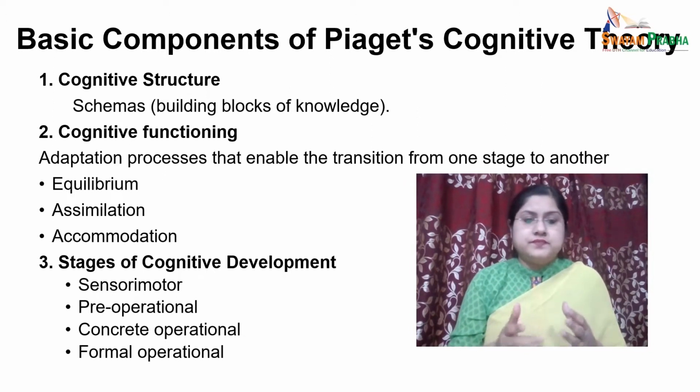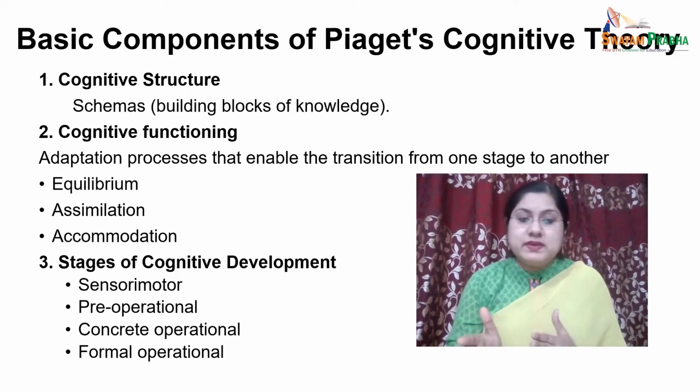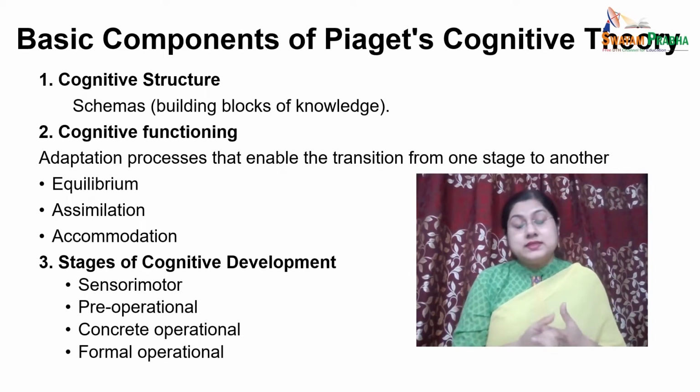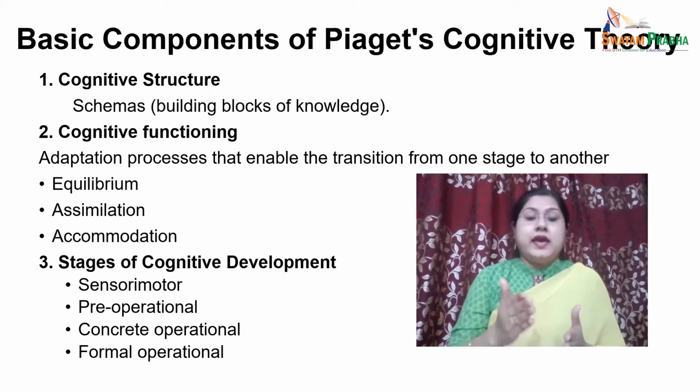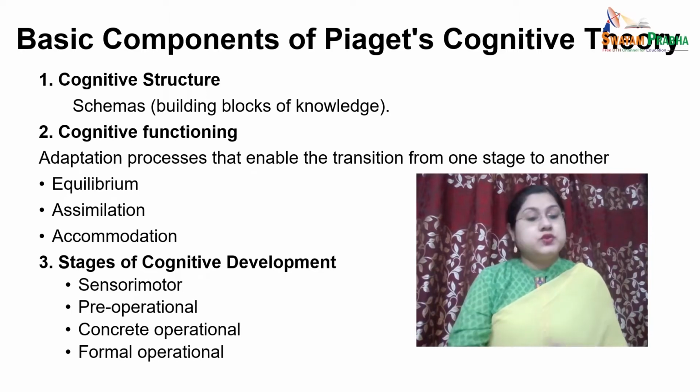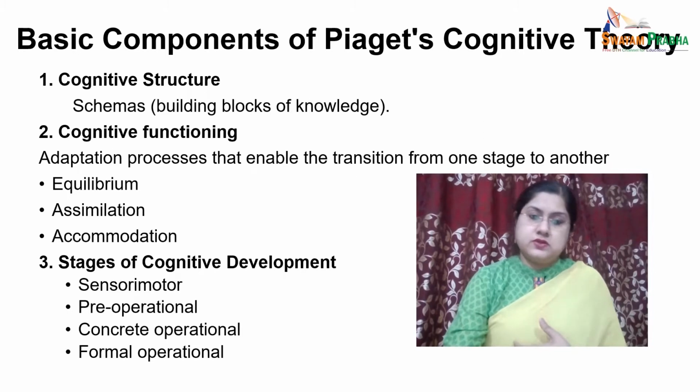There is equilibrium and disequilibrium. We have got assimilation and we have got accommodation. Then there are stages of cognitive development, and according to Piaget there are four stages. The first stage is the sensory motor stage, then the pre-operational stage, the concrete operational stage, and the formal operational stage. So now we will go ahead and see one by one the details of all those basic points.